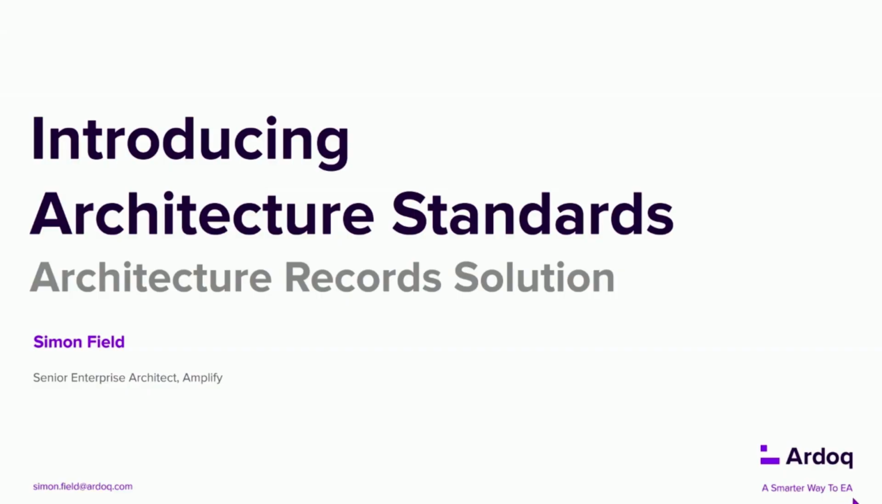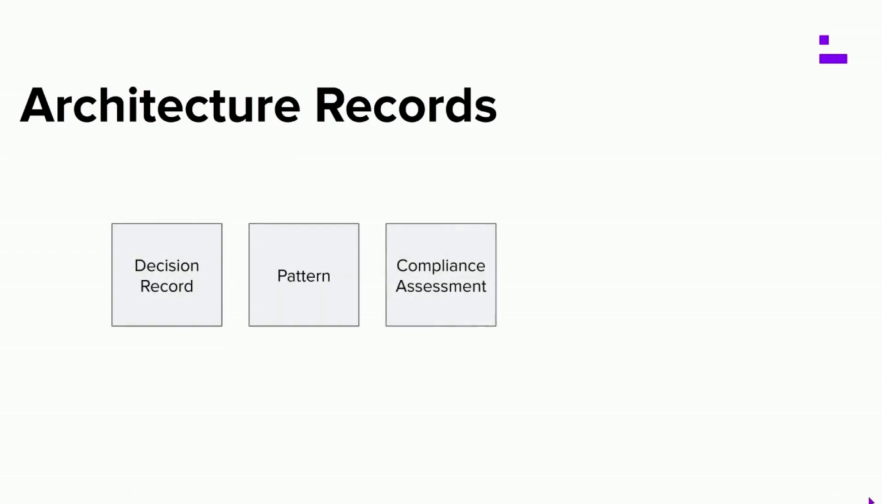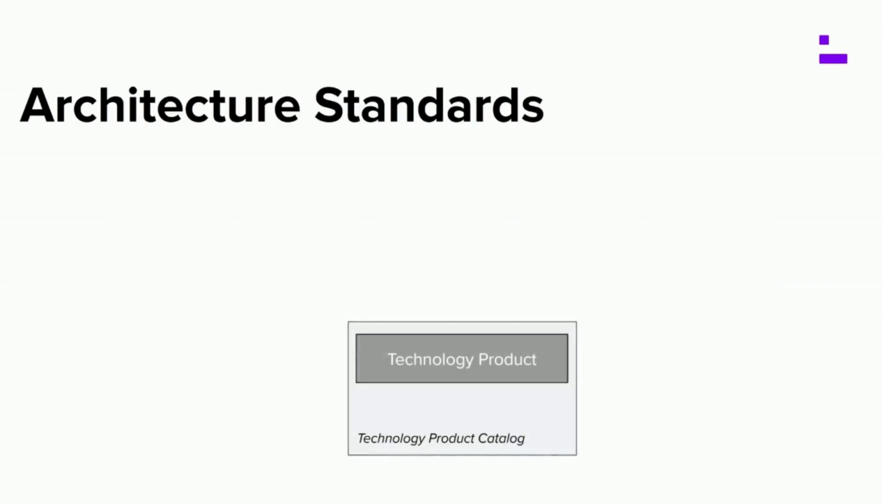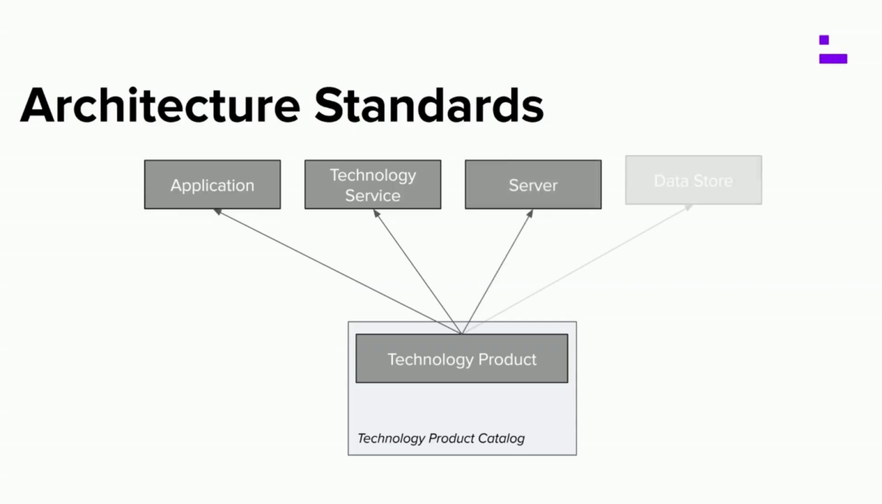This is one of 5 record types covered by our architecture records solution, the others being patterns, architecture decision records, compliance assessments, and exception requests. The best place to record what is or is not an approved standard in the Ardoq meta model is the technology catalogue. This is where you can record all the technologies that are in use in your estate, and those that are available for use but have not yet been deployed.